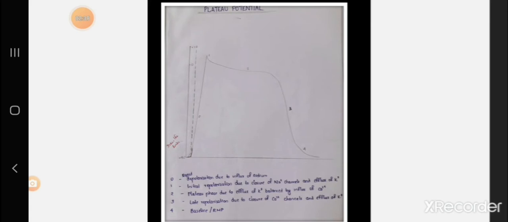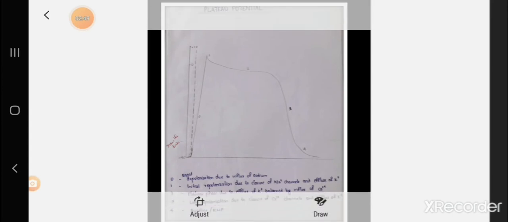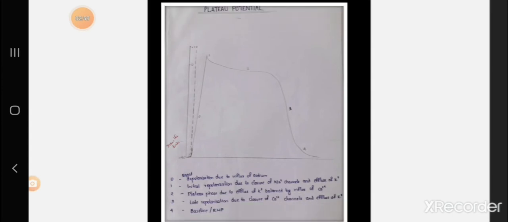Now coming to the next phase, that is 1. Phase 1 represents the first rapid repolarization. Phases 1, 2, 3 are all repolarization, because we can see the potential is coming down, back from positive to negative. The muscle cell is getting repolarized. But in phase 1 it is a steep line, so it is a rapid repolarization. So phase 1 is the first rapid repolarization.